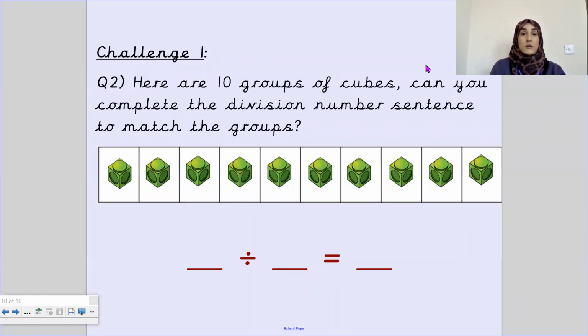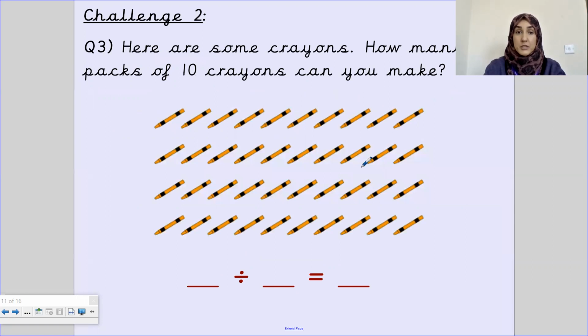Okay, challenge 1, question 2. Here are 10 groups of cubes. Can you complete the division number sentence to match the groups? If you need help with this question, rewind back to the beginning of the lesson where we went through this example together. Okay, so go and do that now, or if you remember how to do it, then complete it now. And we will move on to question 3, challenge number 2.